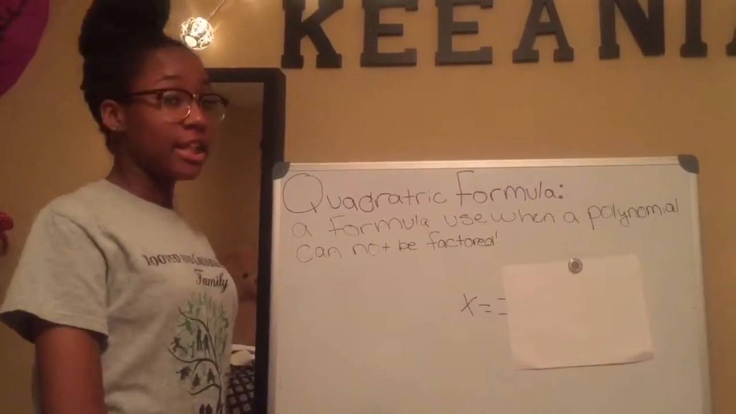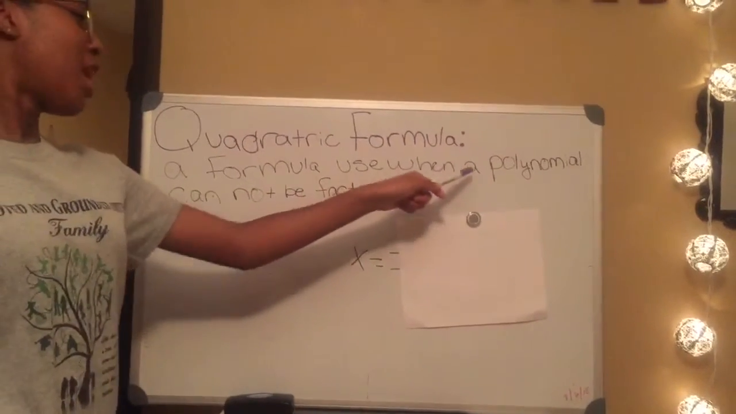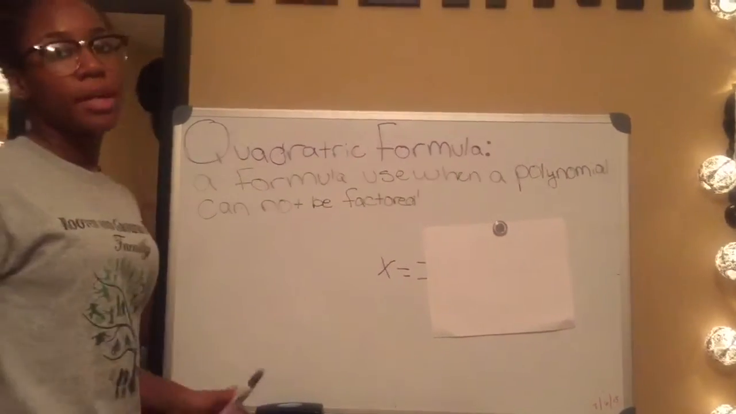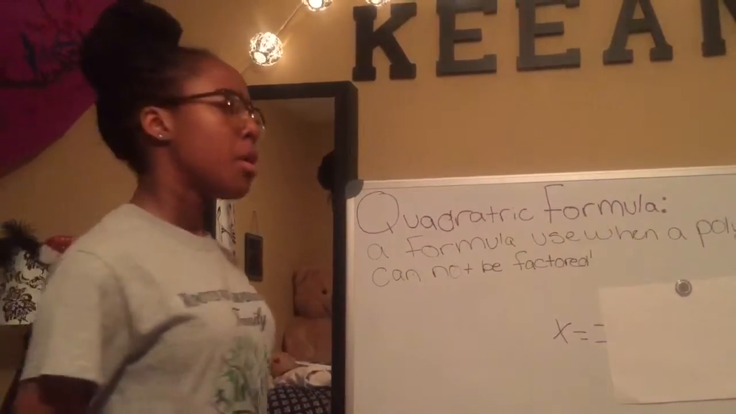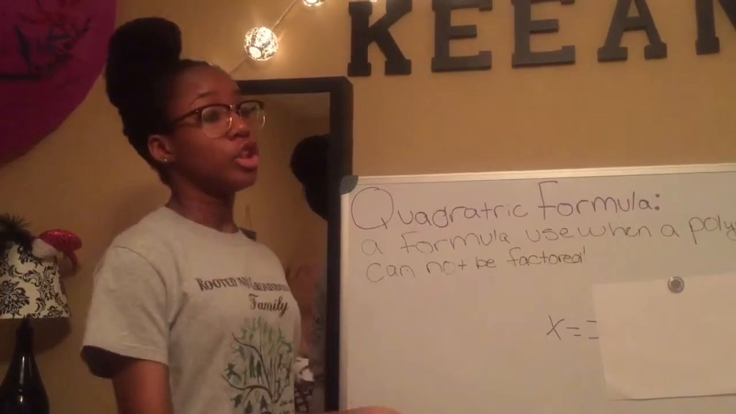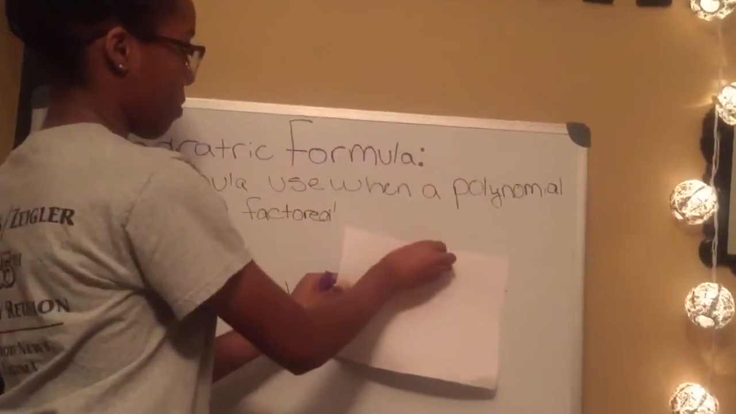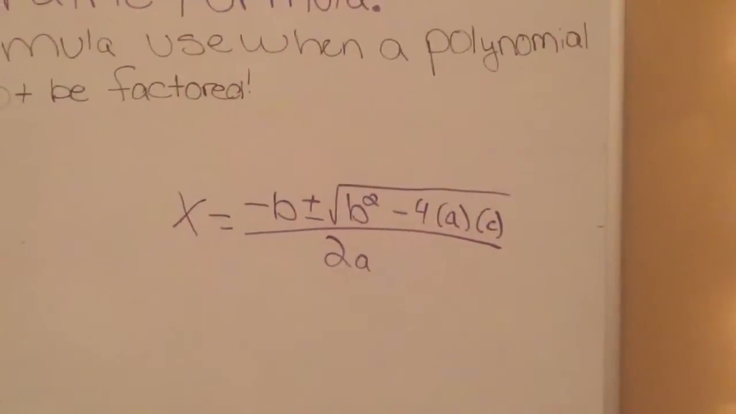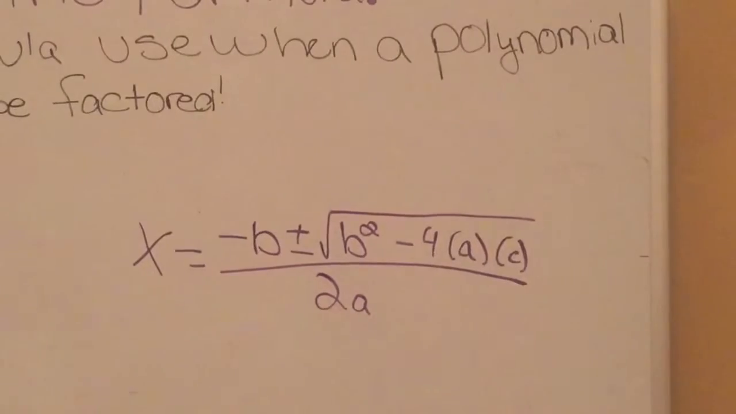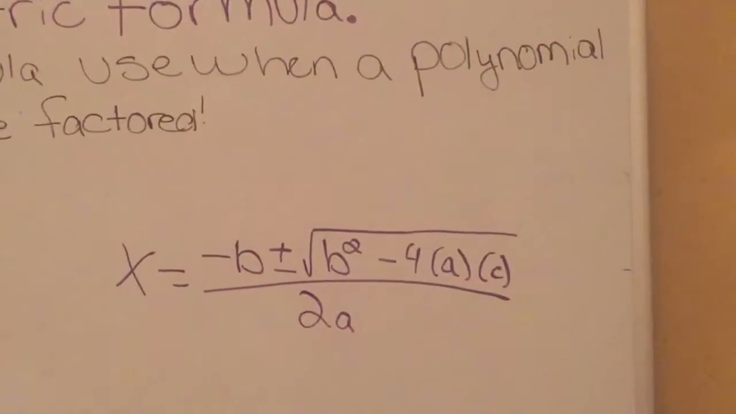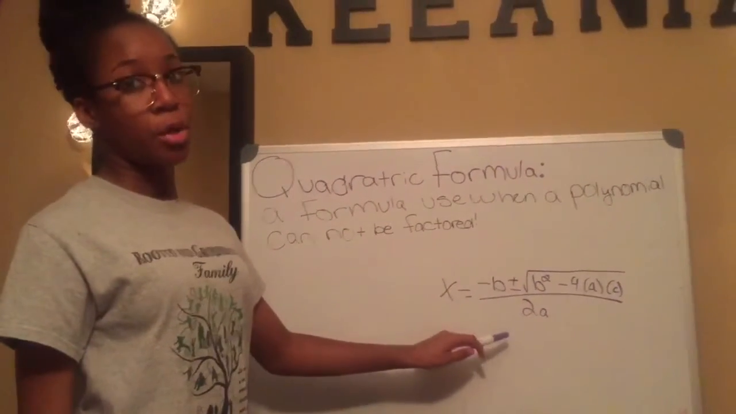Okay, our next definition is the quadratic formula, a formula used when a polynomial cannot be factored. This means that when you have those formulas like 2x minus 5 plus 6 that cannot be factored, you have to use a special formula, which is this formula right here. X equals -b plus or minus the square root of b squared minus 4 times a times c, all over 2a. This is a very important formula and something you must remember.